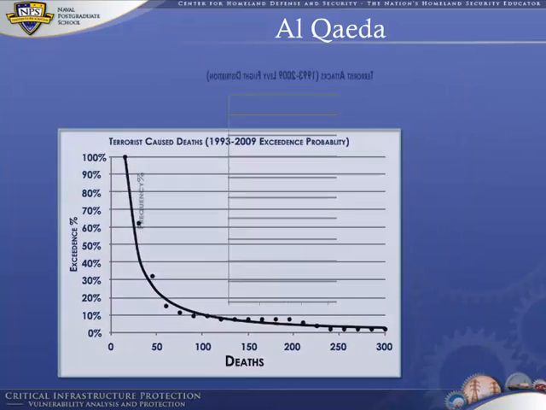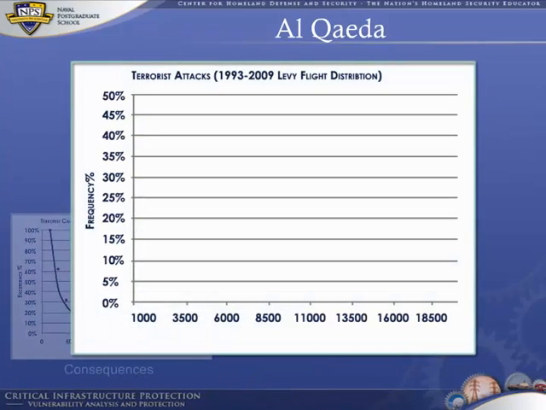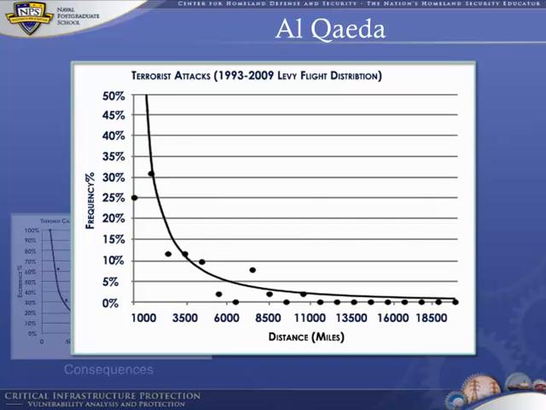Now, if we analyze the same data as a Levy walk, we discover that the distance between subsequent attacks also follows a long-tailed distribution. This distribution is not as close to a power law as the consequence graph, but it still communicates valuable information. It says that most subsequent attacks are close to the previous attacks, as the crow flies.